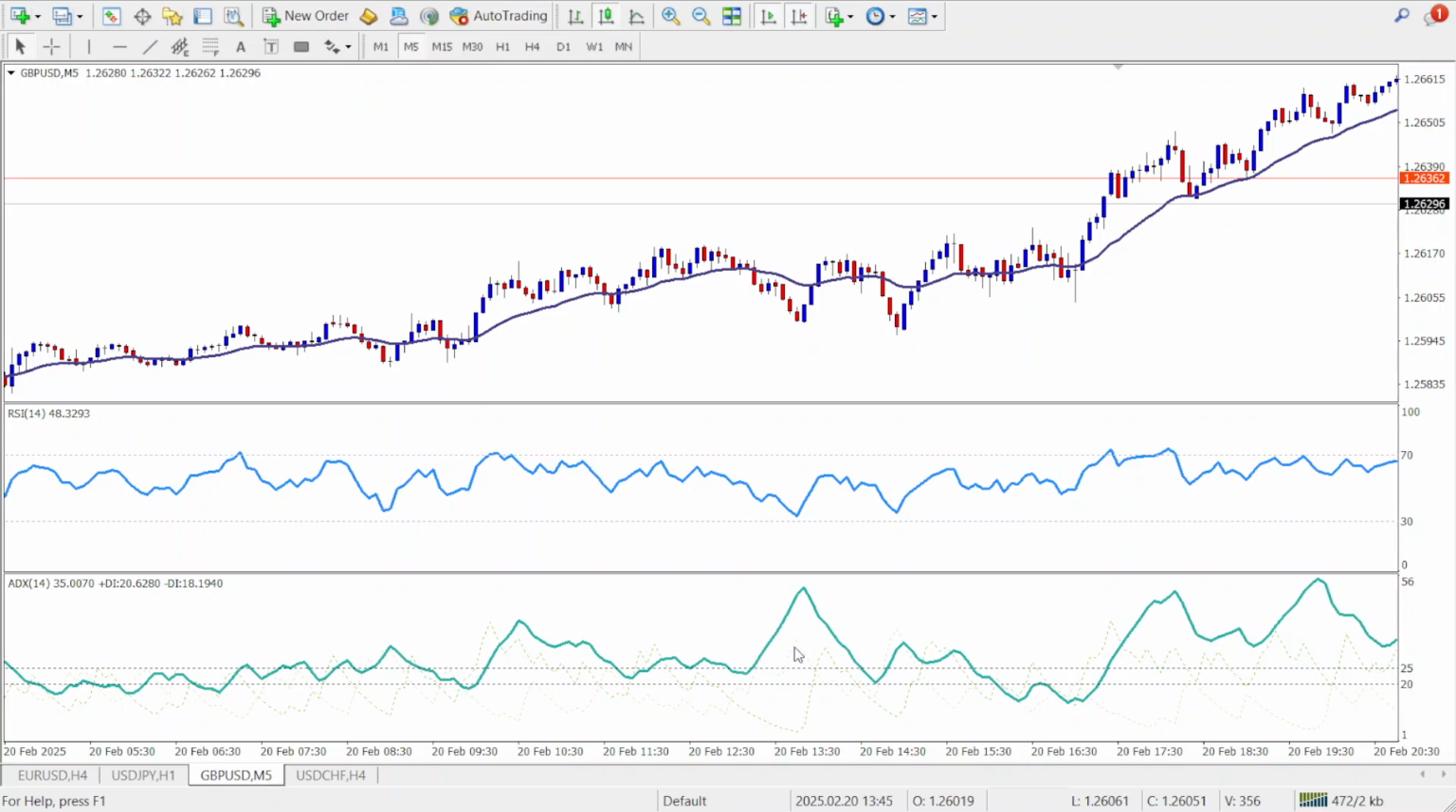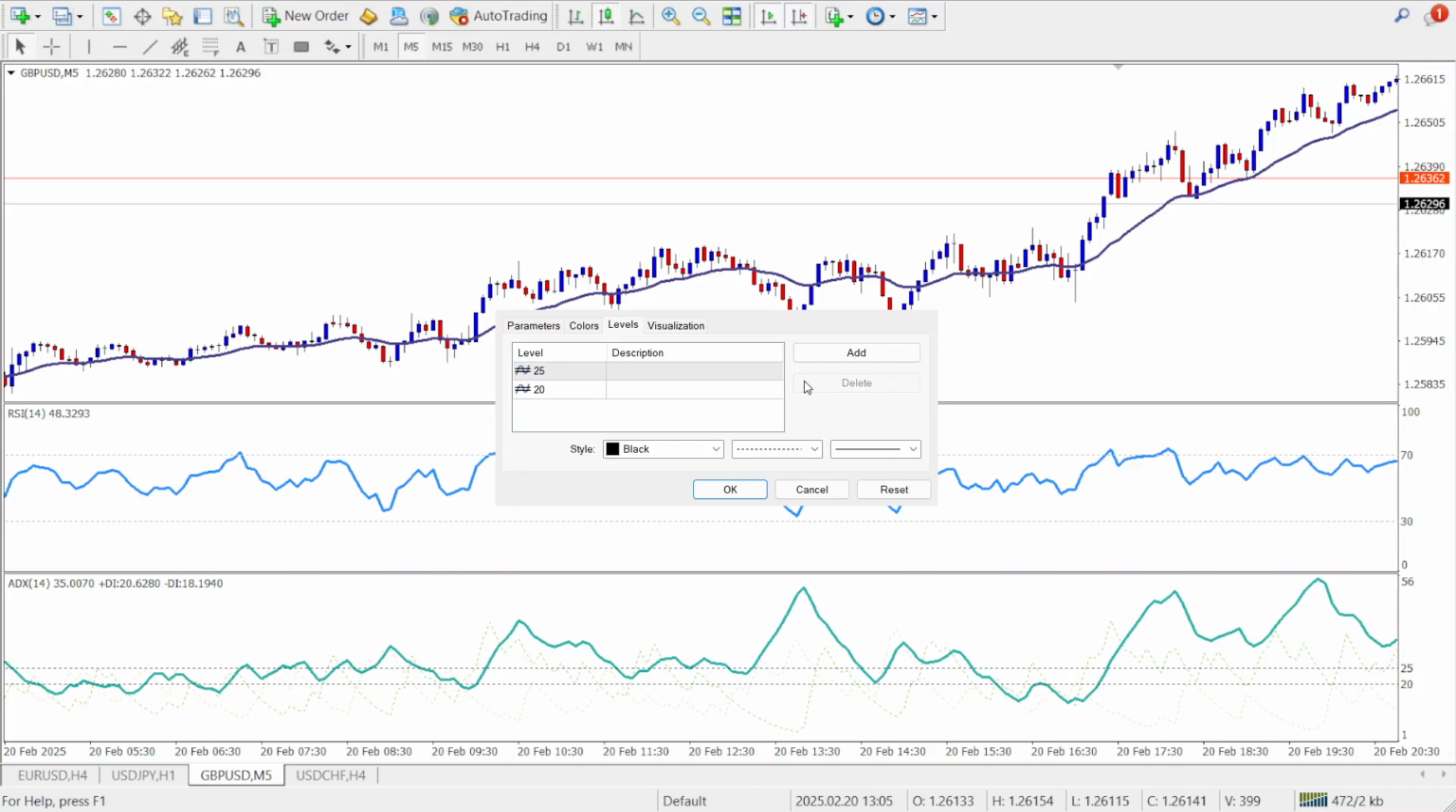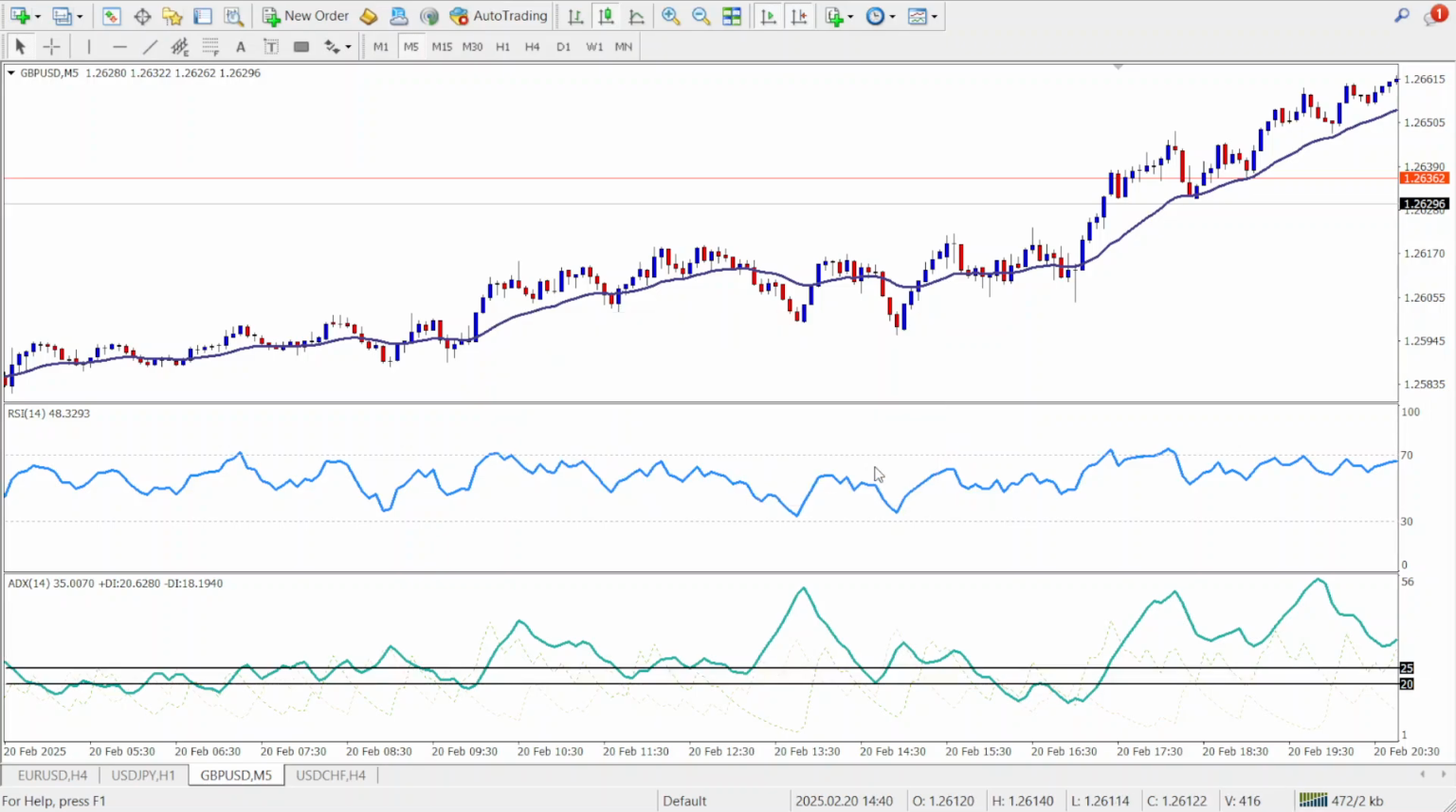So if the ADX is above 25, it indicates a strong trend, whether it is bullish or bearish. But if the ADX is below 20, it indicates a weak or no trend, which is a time to avoid entering trades. Now, in our strategy, we want to make sure the trend is strong enough to support our trade, and that is where the ADX comes in.